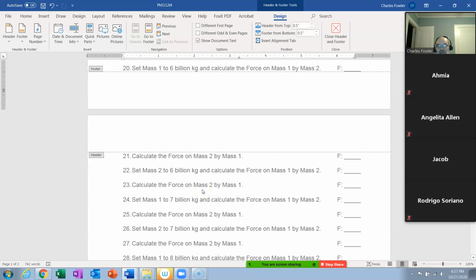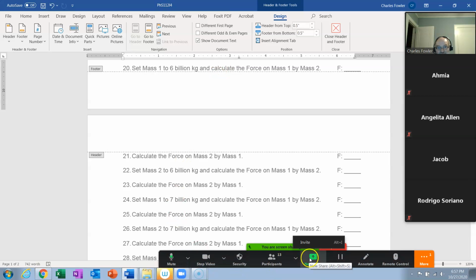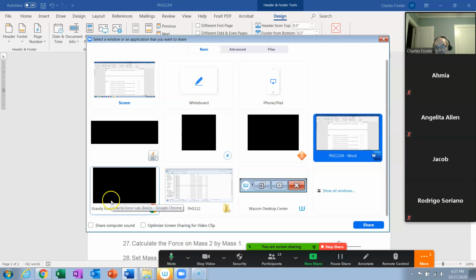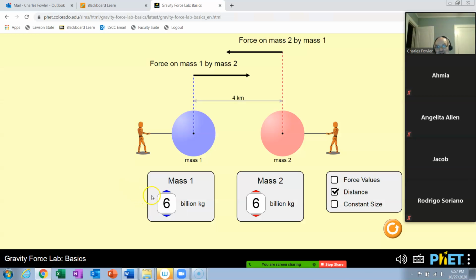Same, 150. Okay, 24, we're going to set mass 1 to 7 billion kilograms. So let me see if I can remember where we are here. Go there and bump this up to 7 billion kilograms.